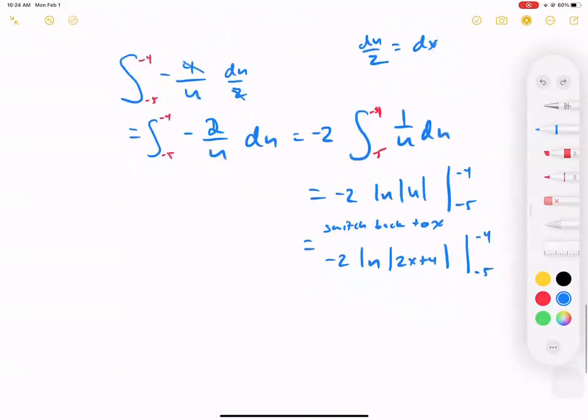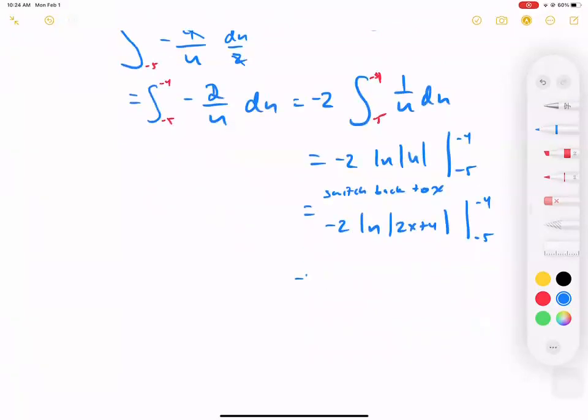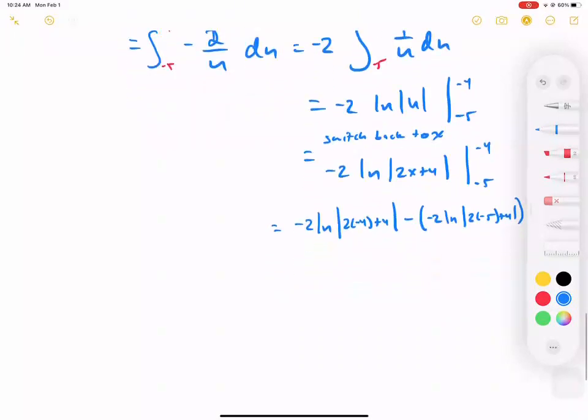Okay. So if I plug this in, it's going to be -2 natural log of 2 times -4 plus 4, close it, minus parentheses -2 natural log absolute value 2 times -4, no sorry, not -4, -5, I'm sorry, -5 plus 4, close it. Okay. I thought it was top minus bottom. It is top, oh, minus bottom. I wrote it backwards, my bad. It's always going to be top minus bottom.